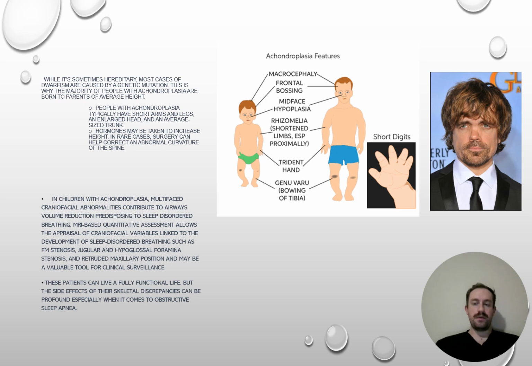more of the etiology of achondroplasia and what it is, why it happens, and why it's important to our research. While it is sometimes hereditary, most cases of dwarfism are actually caused by a genetic mutation. This is why the majority of people who have it have normal-sized parents. People with achondroplasia have short arms and legs and an enlarged head compared to the rest of their body.